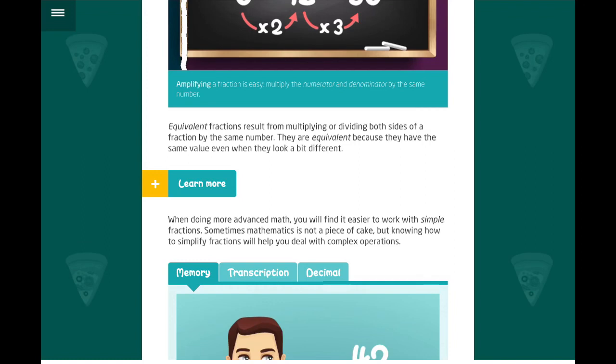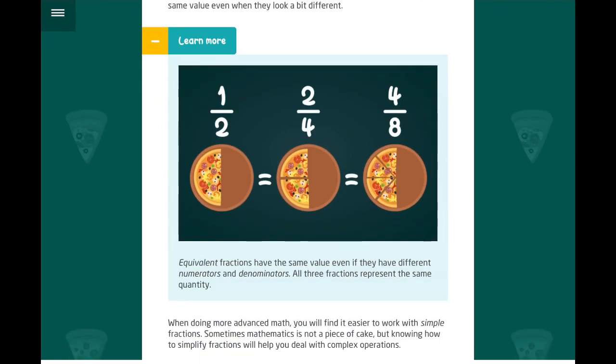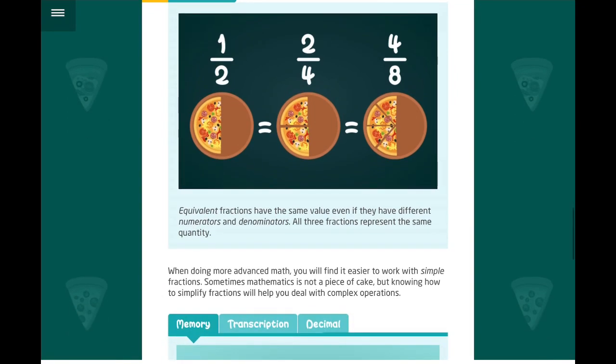Equivalent fractions result from multiplying or dividing both sides of a fraction by the same number. They are equivalent because they have the same value even when they look a bit different. Let's learn more. Here you have pizza. 1/2 of a pizza equals 2/4 of a pizza, and 2/4 of a pizza equals 4/8 of a pizza. Equivalent fractions have the same value even if they have different numerators and denominators. All three fractions represent the same quantity, like in this image that you see here from the pizza.